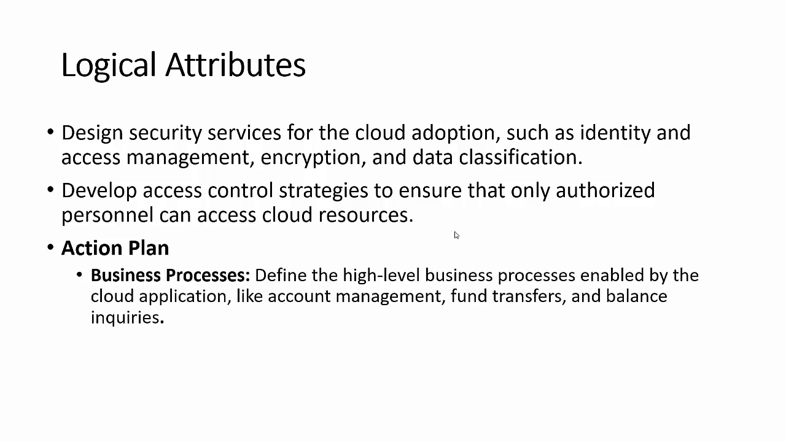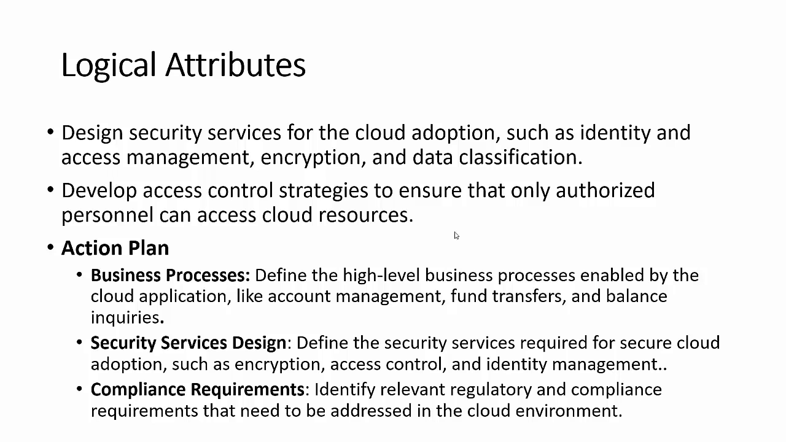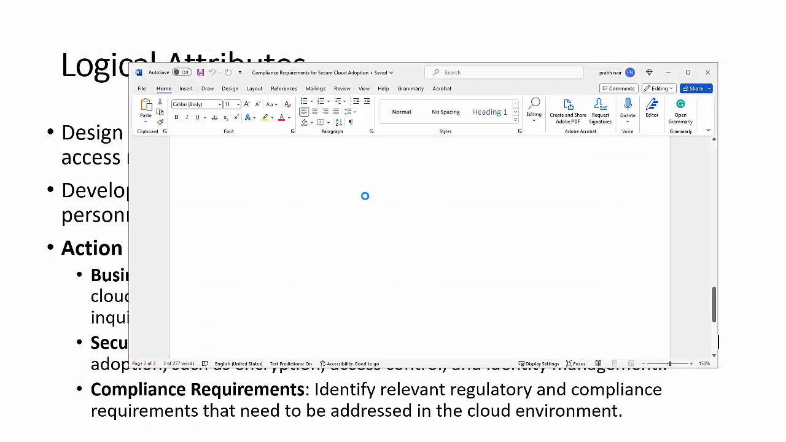So the action plan will be to document the business process, in which we talk about how the business is going to work. Then we need to create a security service design attribute. So let me show you. Security service design is a template. Okay, so I will show you an example of that so you get a visibility.